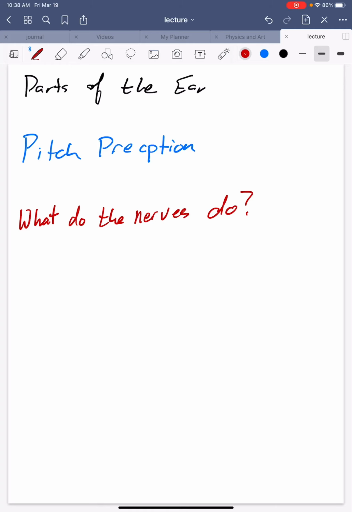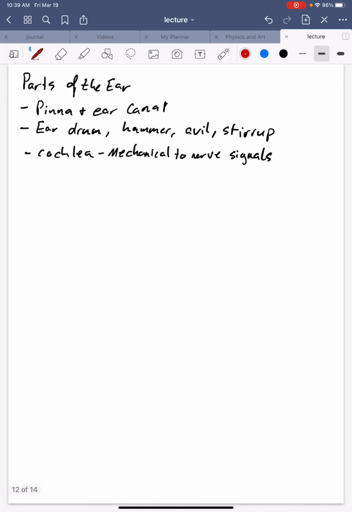I want to talk a little bit about the ear today. We're going to talk about the parts of the ear, how pitch perception occurs, or one of the theories of it, and what the nerves actually tell the brain. So, the first bit we need to talk about is the parts of the ear.